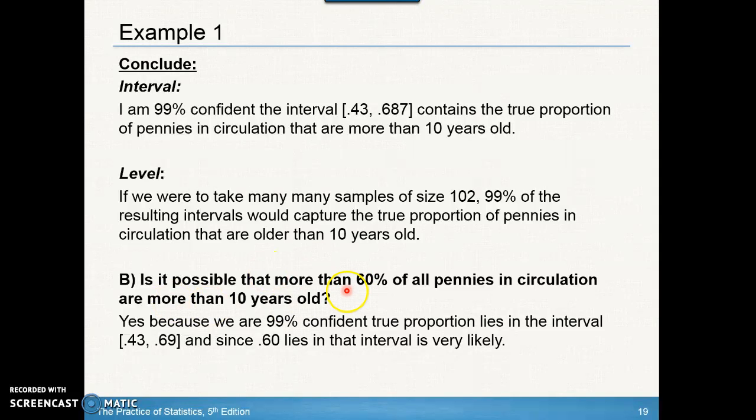Now, this question says, is it possible that more than 60% of all pennies in circulation are more than 10 years old? So this confidence interval is estimating the proportion of pennies that are more than 10 years old. So this says that the true proportion of pennies in circulation that are more than 10 years old potentially lies in the interval from 0.43 or 43% to 69%. So since 60% lies in that interval, that could be one of the true population proportions.